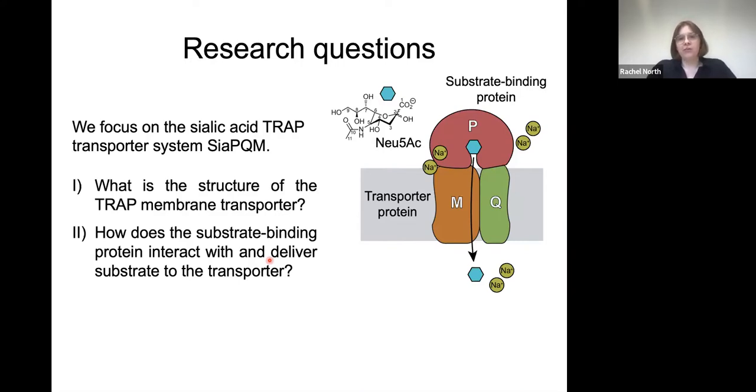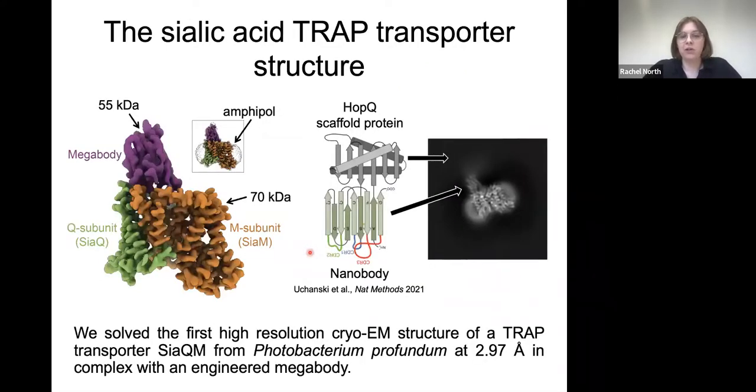And of course, we also did many cryo-EM trials, but at that stage, the TRAP transporter is considered quite small for cryo-EM, being only 70 kilodaltons. So at this stage, it wasn't successful. But finally, we were able to solve the first high-resolution structure of a TRAP transporter by cryo-EM. We solved the SiaQM sialic acid transporter from Photobacterium profundum to 2.97 angstroms, and we did this in complex with an engineered megabody.